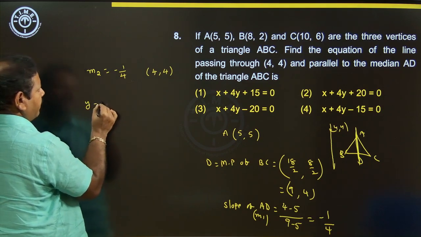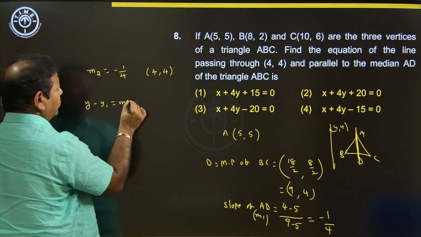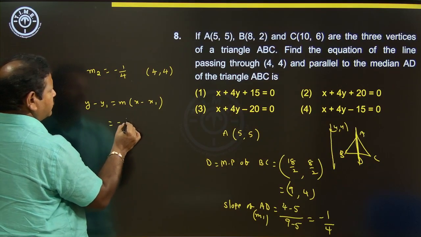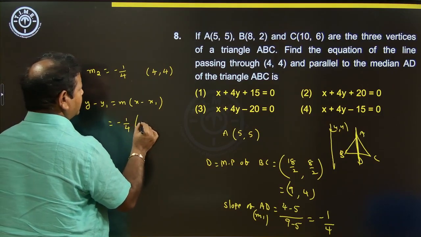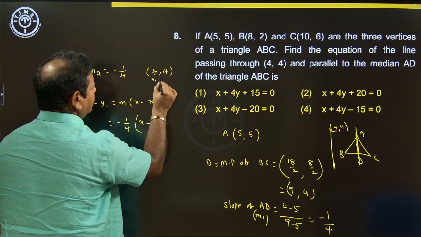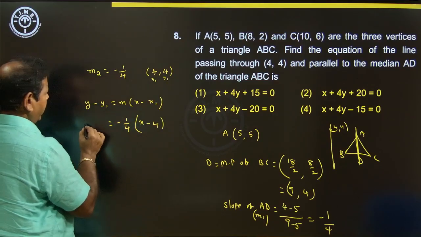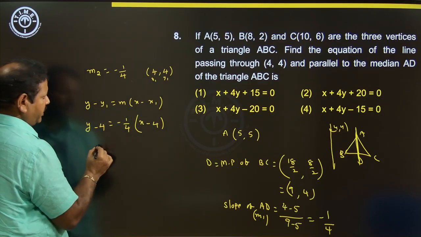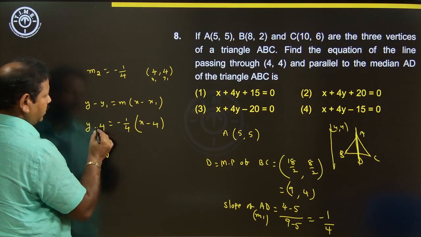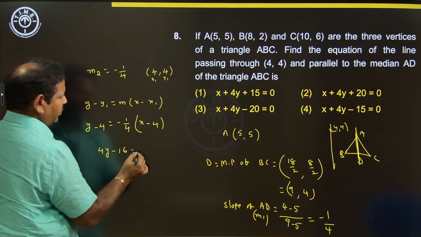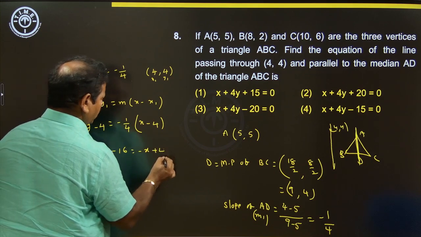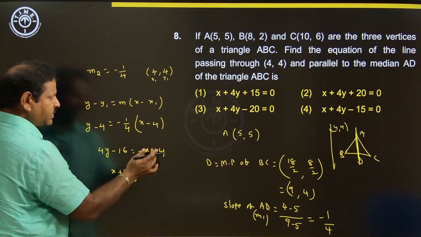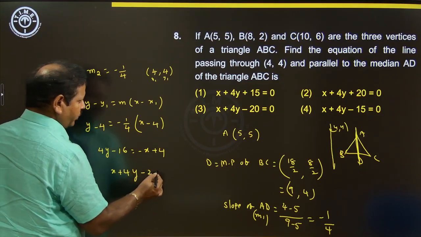Then what is the equation of a line? y minus y1 is equal to m of x minus x1. Yes. m is nothing but minus 1 by 4. x1 is 4, y1 is 4. Okay. Do the cross multiplication. 4y minus 16 equal to minus x minus of minus 4. Take this x this side. x plus 4y minus 16, take this minus 4 this side, minus 20 equal to 0.